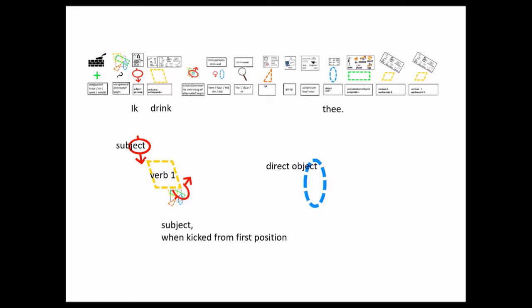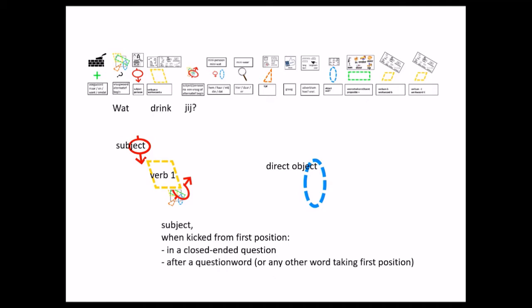Sometimes the subject comes after the verb. This happens in these situations. In a closed-ended question such as, drink je thee? Do you drink tea? After a question word, wat drink jij? What do you drink? And in another situation we discuss later on.